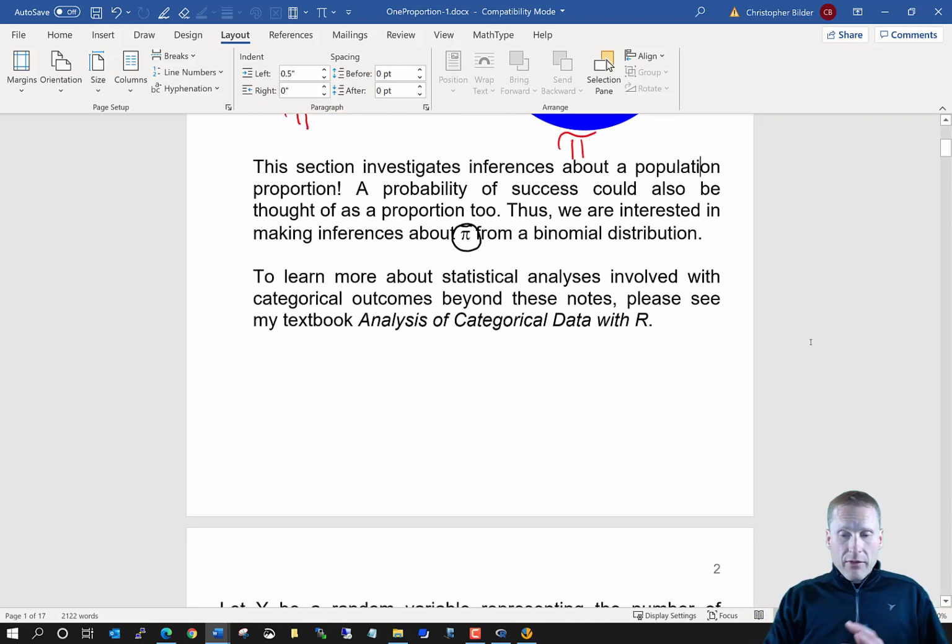Now, if you want to learn more about the stuff that we're doing right here and in some additional sections that deal with proportions, please take a look at my Analysis of Categorical Data with R textbook. I teach a whole class on working with categorical data. In here, if we have a success or failure, that's a categorical response. And essentially where we start the course off is exactly with what we're doing right here.